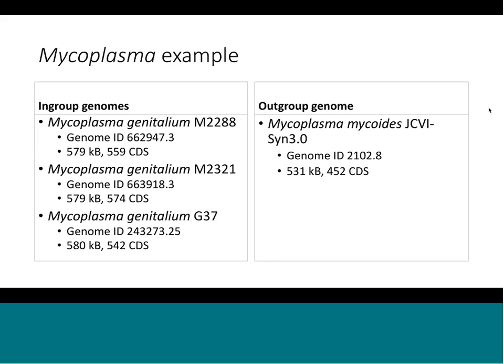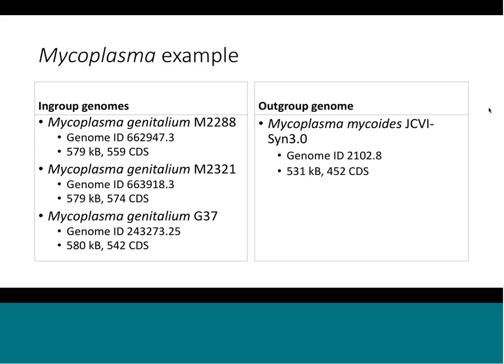So what we're going to do today is use Mycoplasma, and we're going to have 3 genomes as our in-group genomes. The 3 genomes are from Mycoplasma genitalium. They're all pretty small. They're all a little less than 600 kb in total length, and they all have just under 600 CDSs, which are genes.